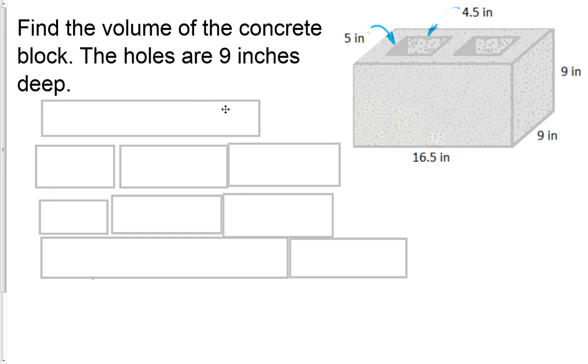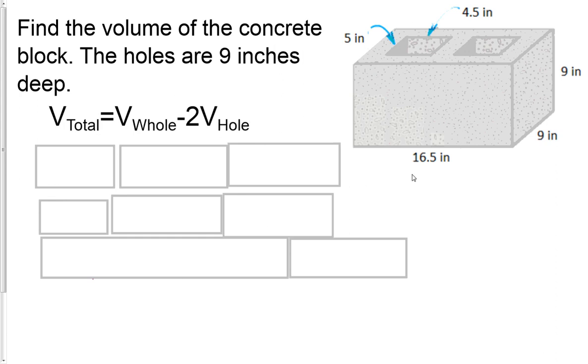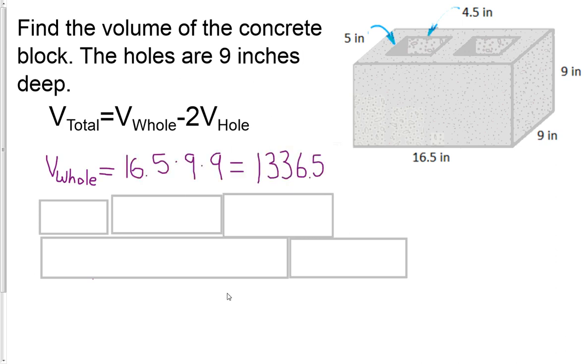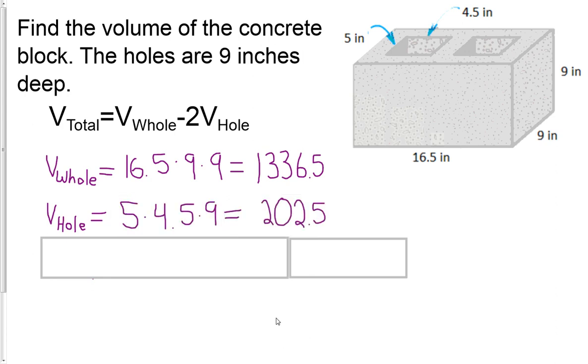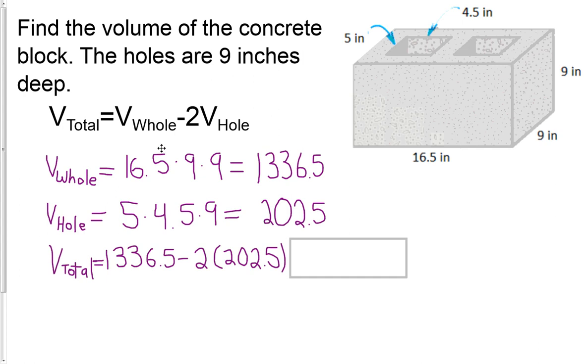So the general idea is volume of the total minus 2 of these volumes of the hole, because the holes are congruent. So volume of the total equals 16.5 times 9 times 9, which is 1336.5. Each hole is 5 inch by 4.5 inch by 9. Multiplying those out to get 202.5, and then we're just going to plug it in. So 1336.5 minus 2 times 202.5, and I get a total answer of 931.5 inches cubed.